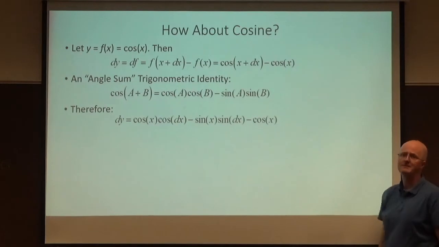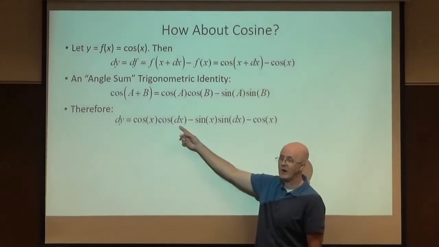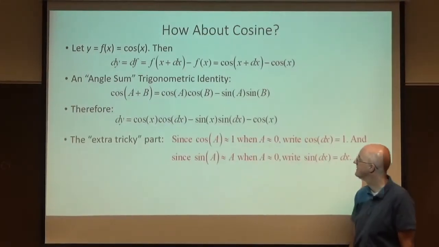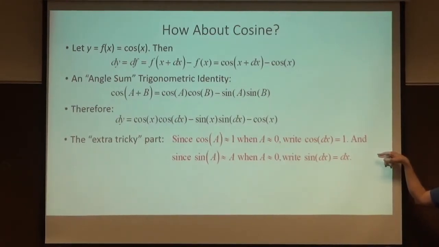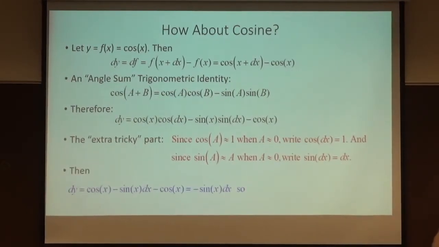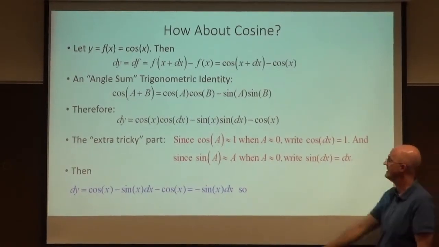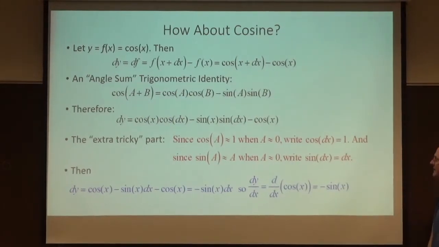Do the same thing as before now. Replace cosine of dx with 1 and sine of dx with dx. Same thing as before. This is the exact same thing as the previous slide. Then you get the cosine of x canceling, and you're left with negative sine x dx, and so that means the derivative of cosine of x is negative sine of x.